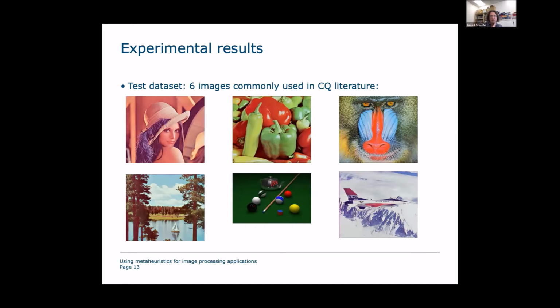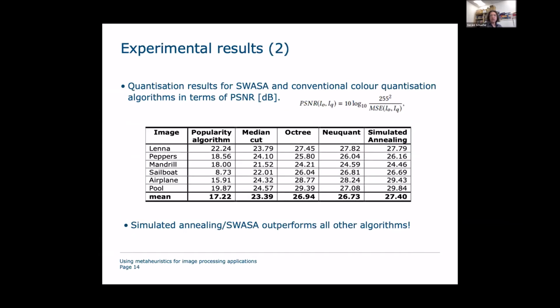Here we see the images that we're using. They are very popular images that are used in almost every color quantization paper. The measure we're using to see how well things work is peak signal to noise ratio. That's a standard measure for calculating the difference between two images, and it's derived from the mean squared error.